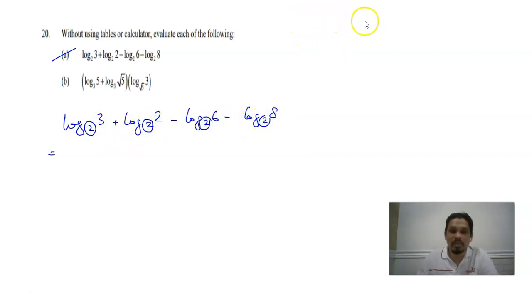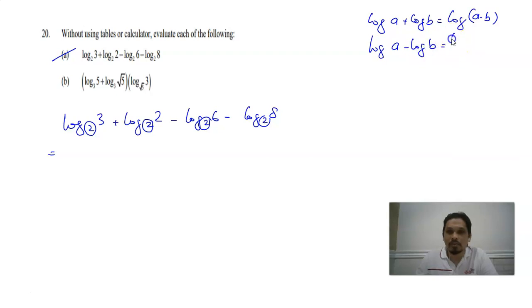So let's refresh your memories about this. We recall the rules of log. Log A plus log B equal to log A to the base of 10. Commonly we know it's base 10 here, and log A plus log B equals log of A multiplied with B. And log A minus log B equals log of A divided by B.